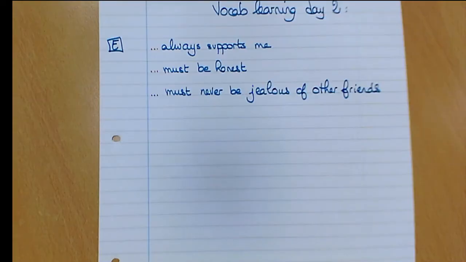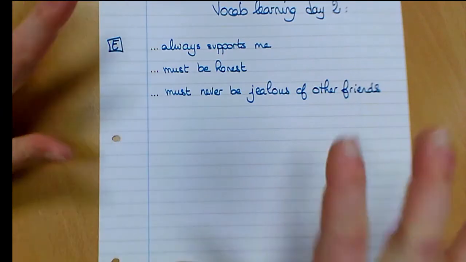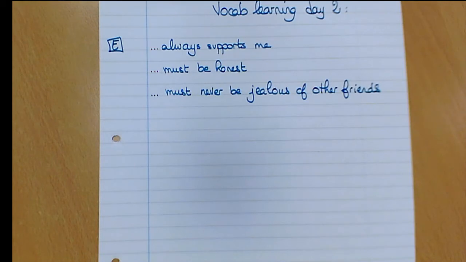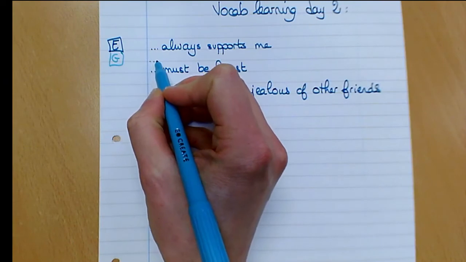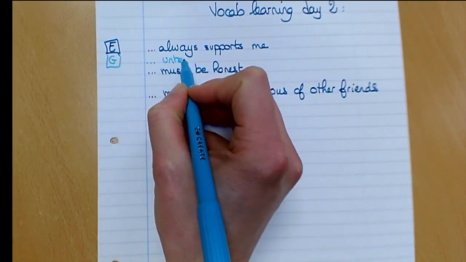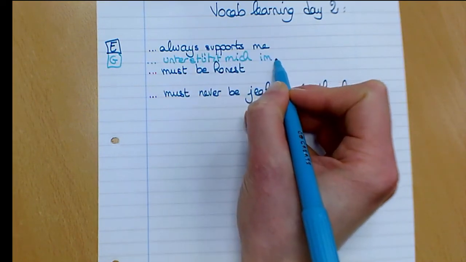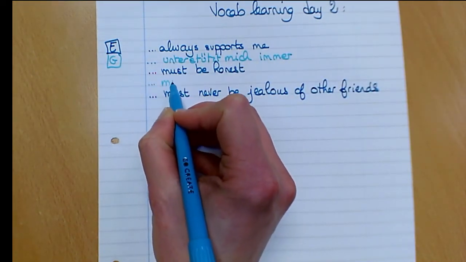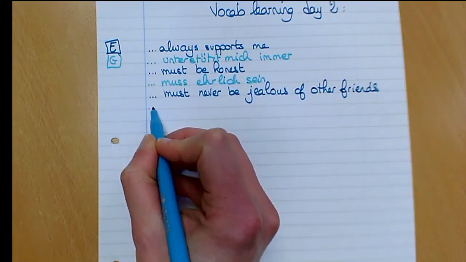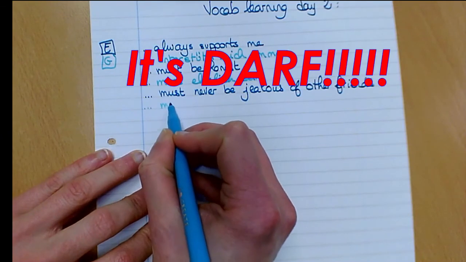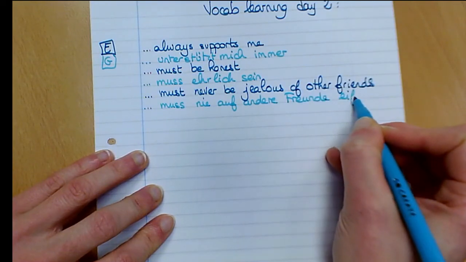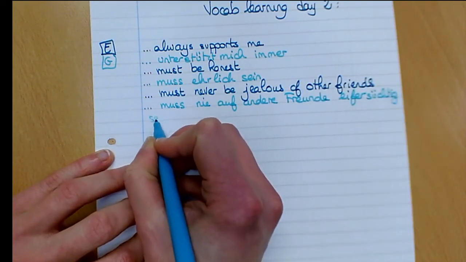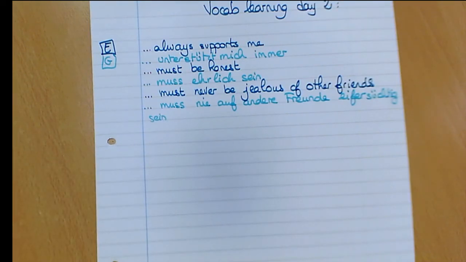Okay, day 2 of vocab learning, as it says. So yesterday I set up this test paper, and today we'll see if I remember the 3 phrases that I was trying to learn yesterday in German. So the German will be in turquoise. Always supports me: Unterstützt mich immer. Must be honest: Muss ehrlich sein. Must never be jealous of other friends: Muss nie auf andere Freunde eifersüchtig sein. Let's now see if I got it right.